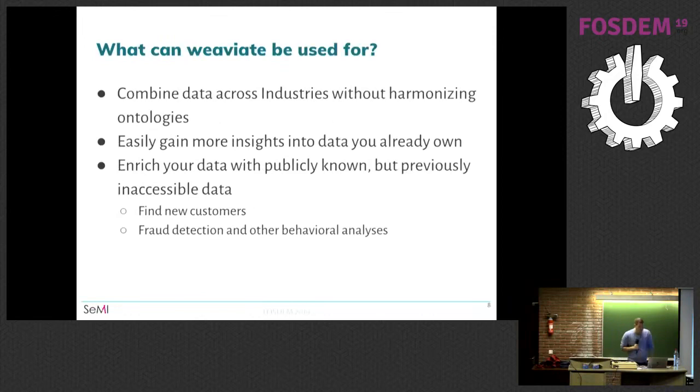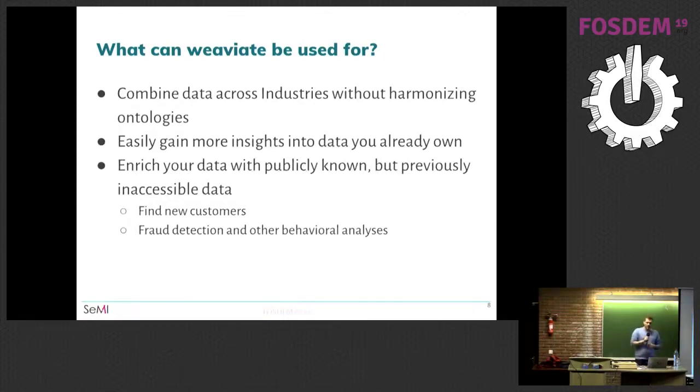So what can you use Weaviate for? As I said already, you can combine data across industries, but because you have the context, you don't necessarily have to harmonize your ontologies. You don't have to make sure that location is renamed to place so it's consistent, because you have the context. And this gives you different abilities in all kinds of business cases.